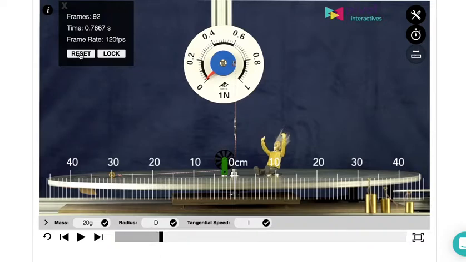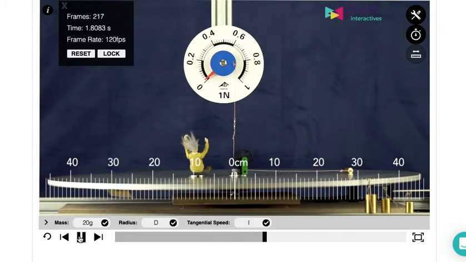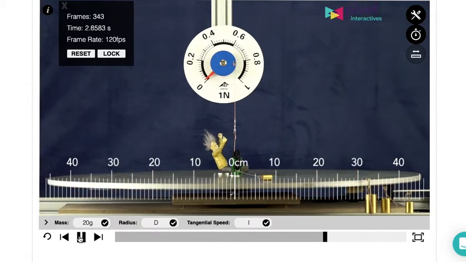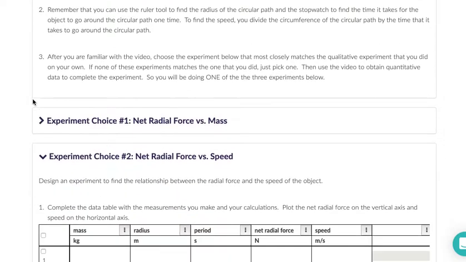So at this point, I'm gonna reset my clock. I'm gonna hit play. We're gonna allow it to travel once around the table or make one revolution, and then we're gonna pause it right when it hits back on that 30 centimeter mark. And it looks like we've gone just a little bit past where we were before. So when using a 20 gram mass and a 30 centimeter radius, it took 4 seconds to go around. And we'll come back and look at this force meter in just a little bit. So 20 grams, 30 centimeters, and 4 seconds.